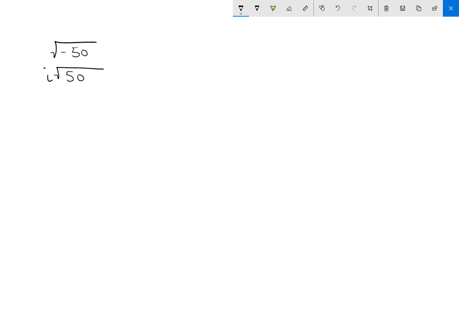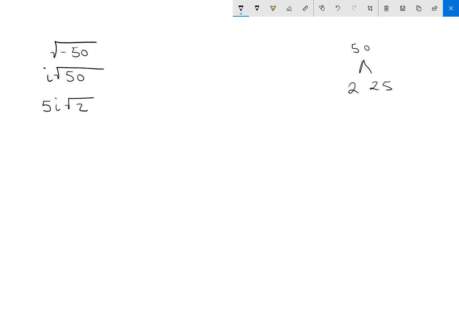Now we have to factor 50. Remember, we're looking for things that are perfect squares. Hopefully this one's easy for you. We have 2 times 25. What's the square root of 25? 5. So put 5 on the outside, then the i, then the square root of 2.